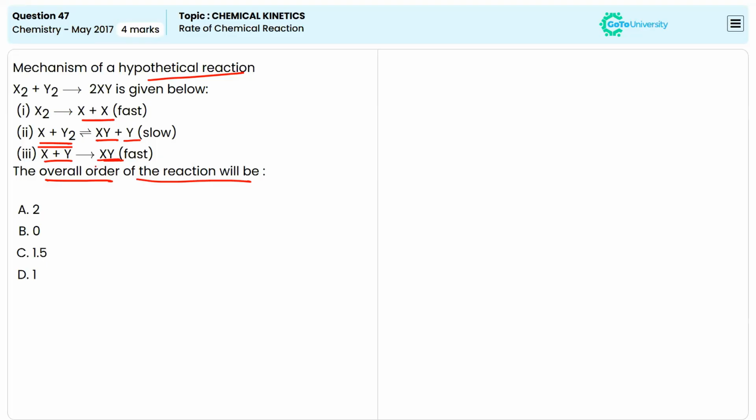So here we can see the second step is given as the slowest step. So the rate of the reaction will depend on the slowest reaction only, right? So how to find out the overall order? In order to find out the overall order, we have to assume that the first one is reversible. So we can write the equilibrium constant for the first step, that is K equilibrium is equal to the product concentration, that is two products we have X and X, divided by the concentration of the reactant.